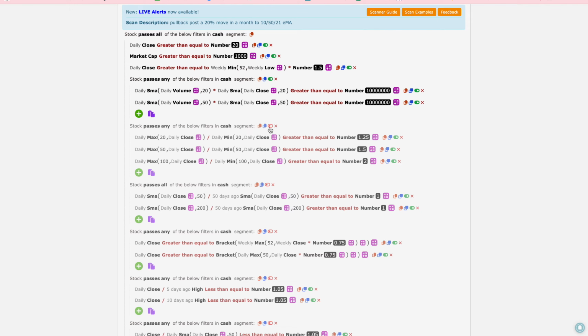Now let's come to the meat of the scanner. This one is where I take care of the strong stock part. So what's a strong stock? A strong stock can be defined by the general performance of that stock in, let's say, a couple of major time periods. The first line is, if in the last 20 days the stock has rallied 25%, then that's a very strong stock.